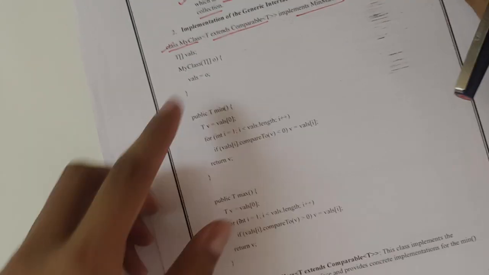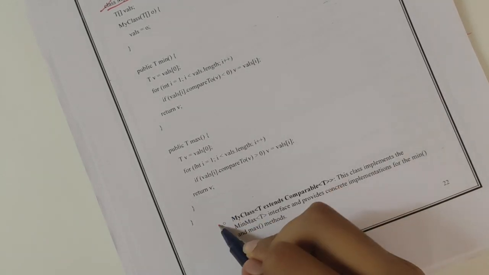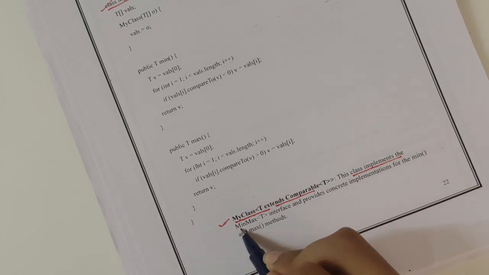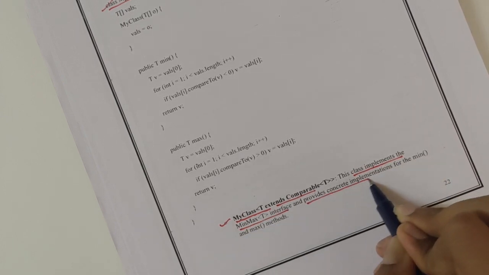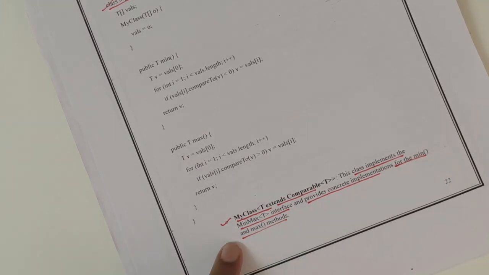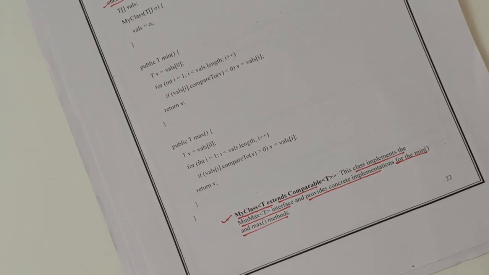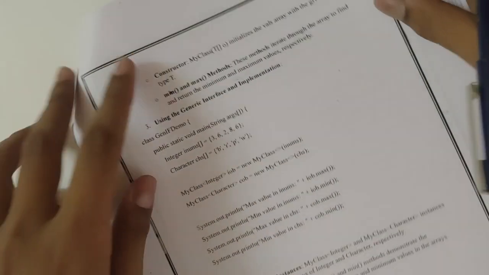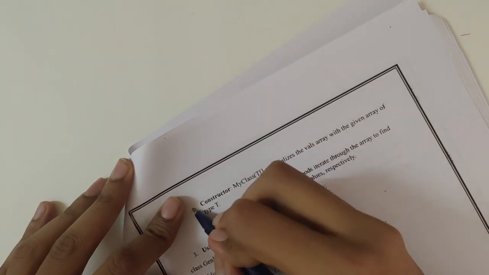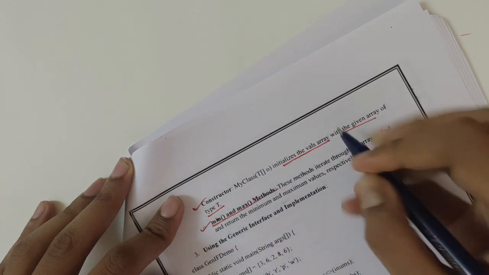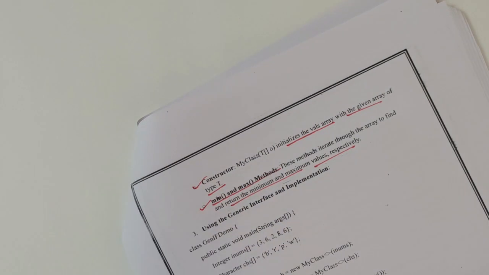Let's understand this code. This is the code snippet, guys. MyClass<T extends Comparable<T>>. This class will implement the MinMax<T> interface and provide the concrete implementations for the min and the max methods. That means this will help me to use the MinMax<T> interface and also provide concrete implementation for the min and max methods. Next we have the constructor. This constructor will help me to initialize the vals array with the given type. Next we have the min and max methods. Min and max methods will return the minimum and the maximum values.